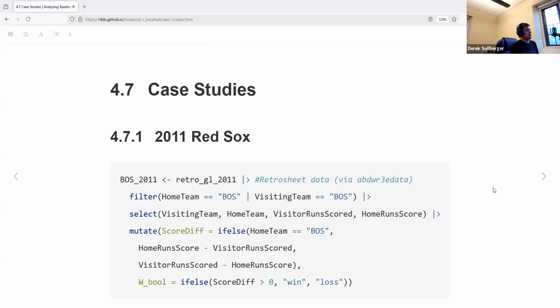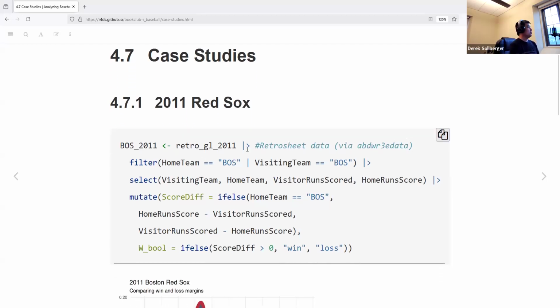So while the Pythagorean formulas, whether it's the exponent of 2 or my update of the exponent of about 1.835, there's still some cause for concern about why it might not be completely good at modeling win percentage. So we're going to look at some quick case studies as suggested by the textbook authors. I'm following the material pretty closely here.